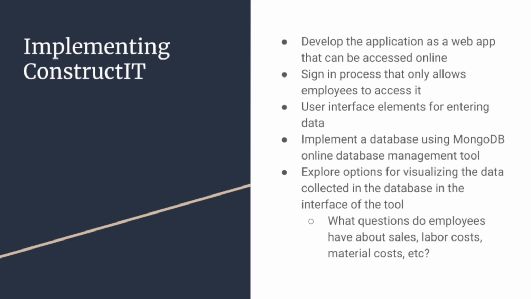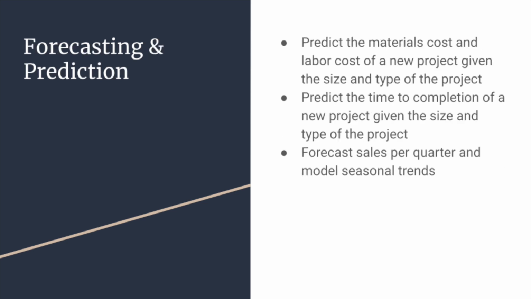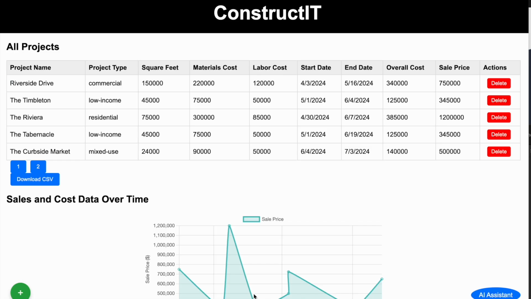For example, what questions do employees have about sales, labor costs, and material costs? The tool can be used to forecast and predict different things about sales and cost data. For example, you can predict the materials cost and labor costs of a new project given the size and type of the project. We can predict the time to completion of a new project given the size and type of project. And we can also forecast sales per quarter and model seasonal trends. These forecasts and predictions will help to fill out bids for new projects and help to predict the overall sales.